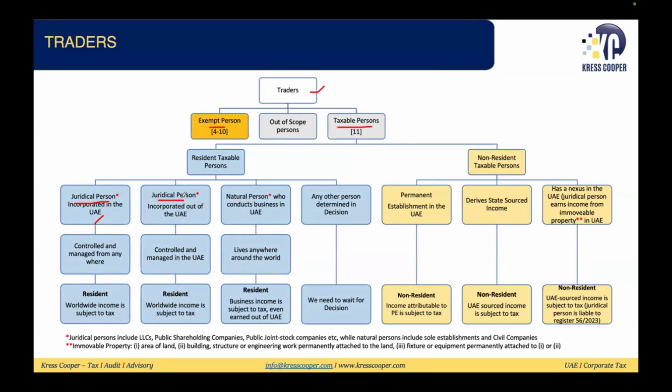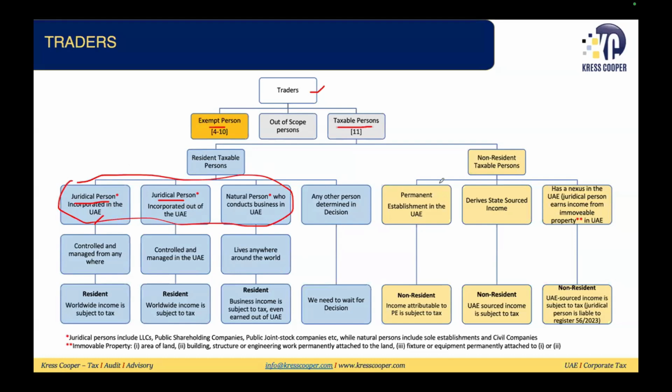The third category is the natural person, as I discussed. Natural persons who conduct business in the UAE will be considered resident persons as well, and their income related to the UAE business will be subject to tax in the UAE. These are the different categories of the taxable traders. These are the resident taxable traders.